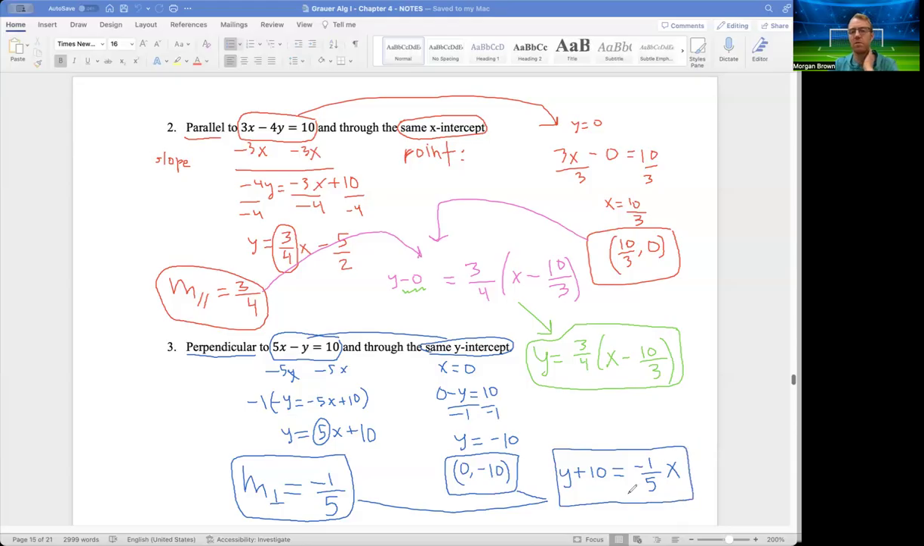And there we have it. The equation of the line in point slope form through the same y-intercept with a negative reciprocal slope because it's perpendicular. Okay, so hopefully you're getting the hang of this.